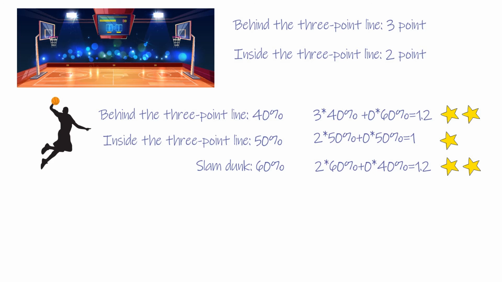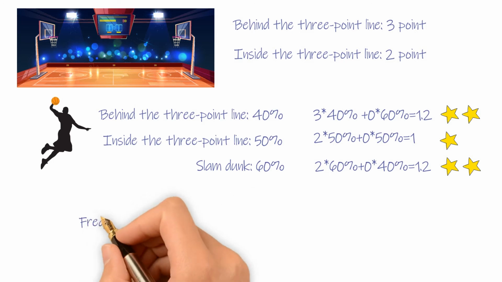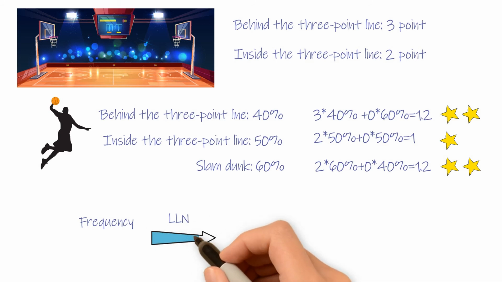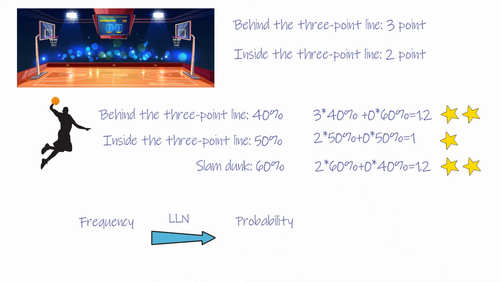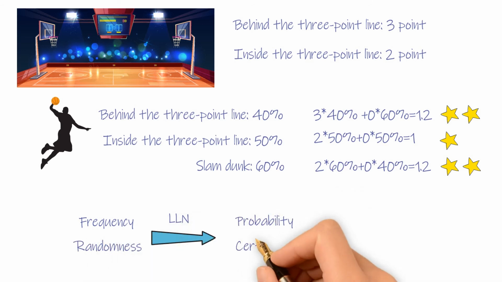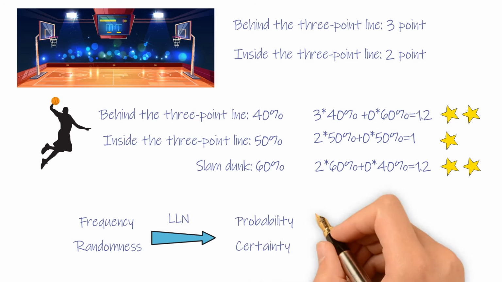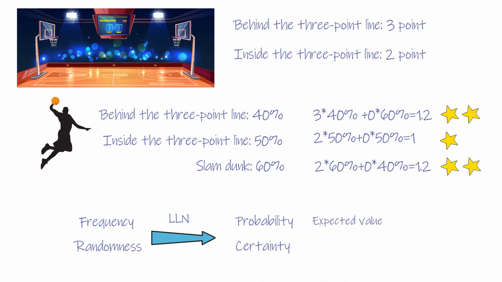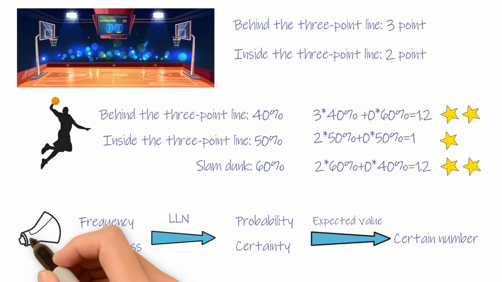I believe now you get the idea that the expected value is useful to examine the random variable's long-term value. Speaking of long-term, you probably remember the law of large numbers, which converts the observed frequency to probability. It is a bridge that connects randomness to certainty. Further, the expected value converts the probability to a certain number, which enables us to do the analysis.